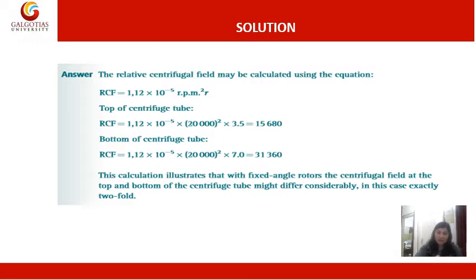At the bottom of the centrifuge tube, the RCF will be 1.12 into 10 to the power minus 5 multiplied by 20,000 square into 7, which is the radial distance at the bottom, and we will get the answer 31,360. This calculation illustrates that with fixed angle rotors, the centrifugal field at the top and the bottom of the centrifuge tube might differ considerably. In this case, exactly twofold. Right? Now, I know that you people don't know what a fixed angle rotor is, or what a swing bucket is. So that we will discuss in the next slide. Then you will correlate this statement with the study.